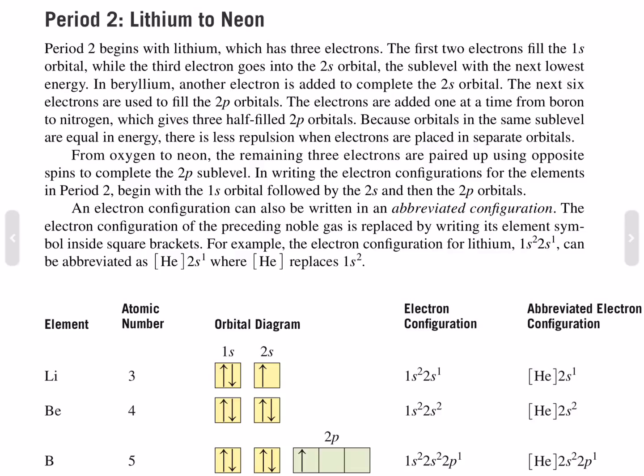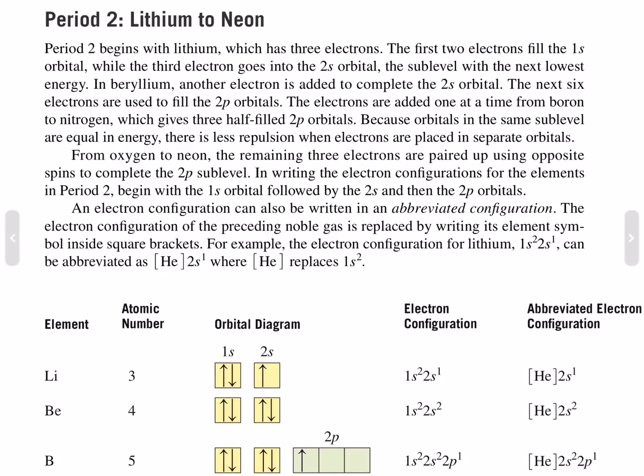The next 6 electrons are used to fill the 2p orbitals. The electrons are added one at a time from boron to nitrogen, which gives the 3 half-filled 2p orbitals. Because orbitals in the same sublevel are equal in energy, there is less repulsion when electrons are placed in separate orbitals. From oxygen to neon, the remaining 3 electrons are paired by using opposite spins to complete the 2p sublevel. In writing the electron configurations for the elements in period 2, begin with the 1s orbital followed by the 2s and then the 2p orbitals.